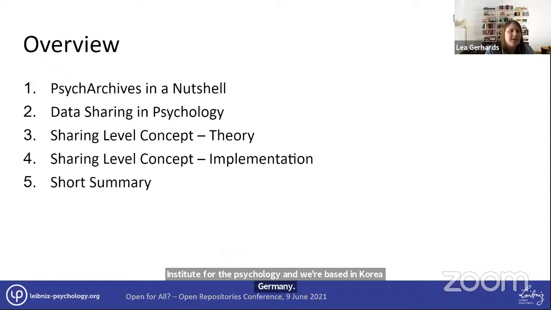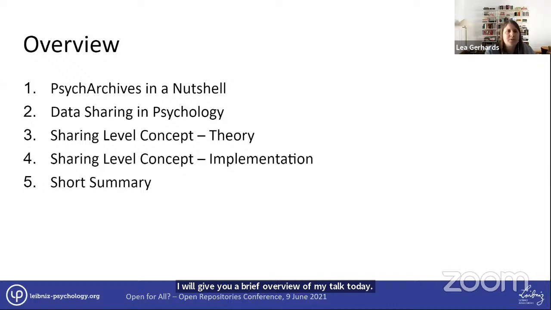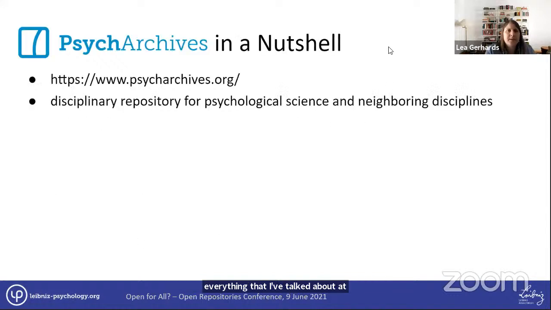I will give you a brief overview of my talk today. First, I will shortly introduce our repository Psych archives, then jump to the data sharing situation in psychology. And then I will get to the sharing level concept that I would like to present to you today. So first the theory part and then the implementation part, how we do this in DSpace 6. And I will then summarize everything that I've talked about at the end.